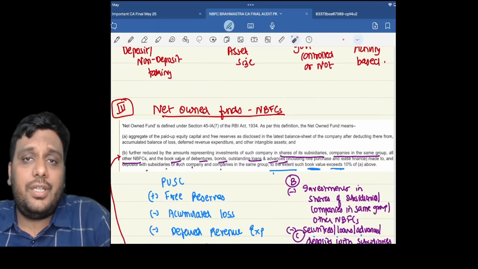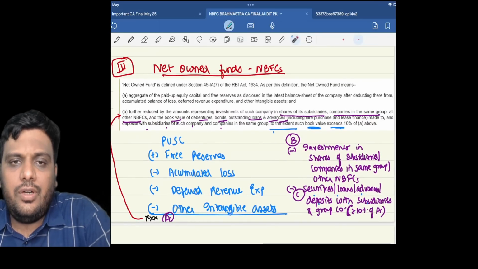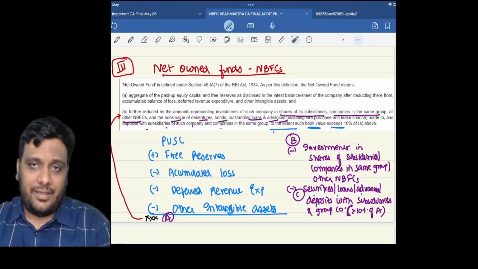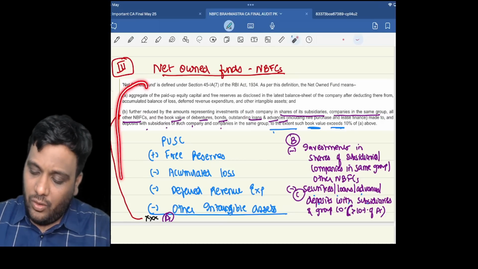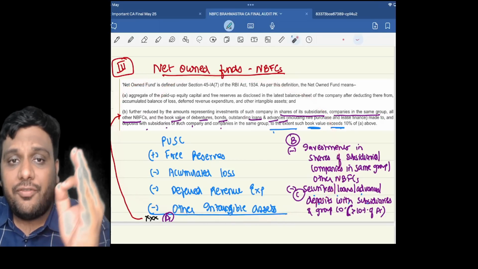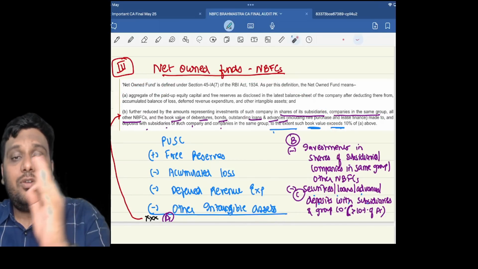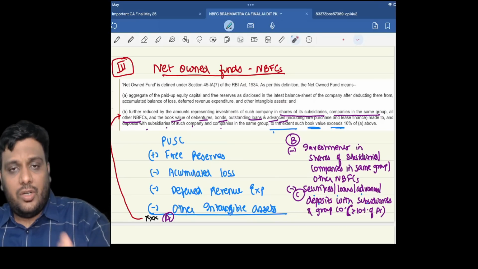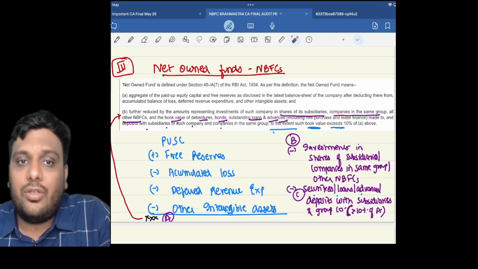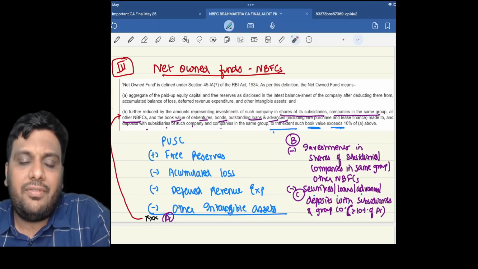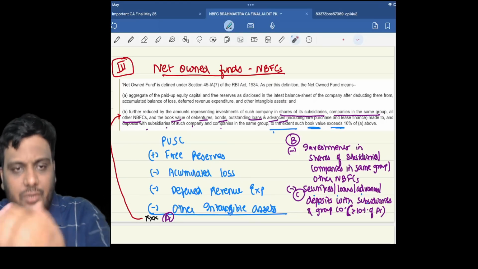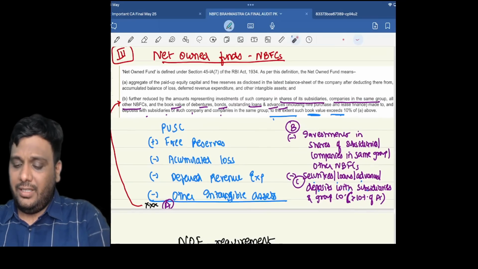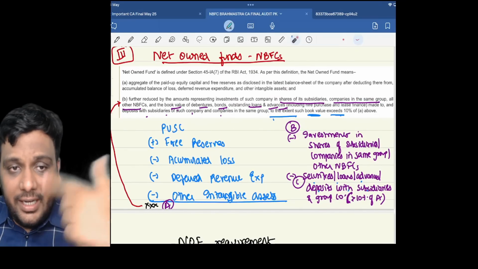Now comes the most interesting part, which is going on in a lot of YouTube channels, Telegram channels, everywhere. That is net owned funds. Students, I have given one calculation of net owned funds over here. That is only for your understanding. You don't need to memorize the full net owned fund calculation, because in the module they have not given a detailed calculation of net owned fund, although they have given a detailed calculation of tier 1 capital, which will come at a later stage. So you can just read the calculation. If you are in a hurry, just move ahead.